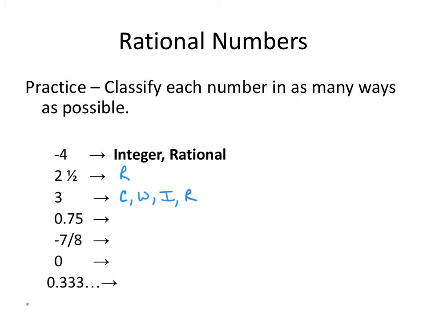75/100 is a decimal, so it only belongs in one category, and that's rational. -7/8 is a fraction, and it also only belongs in one category, which is rational. 0 is unique. It's the only number that is in 3 categories, and that is whole, integer, and rational. And for the last one, 0.333, that's a repeating decimal that represents the fraction 1/3. That means this one is also rational.